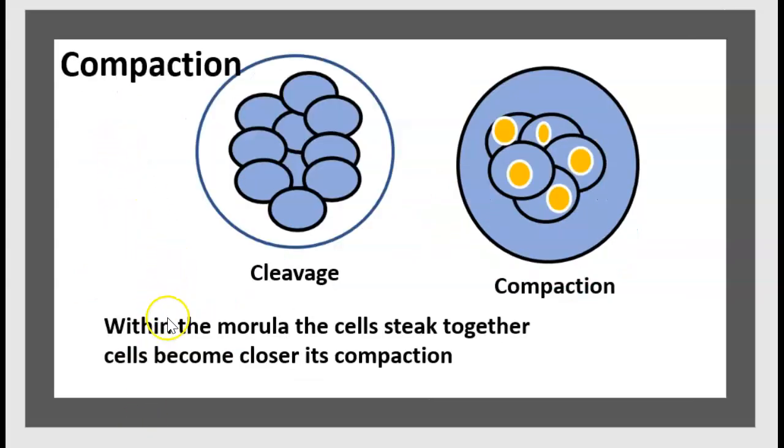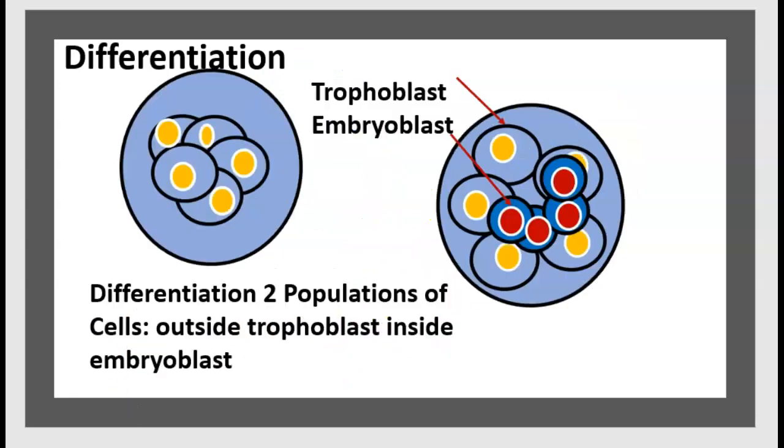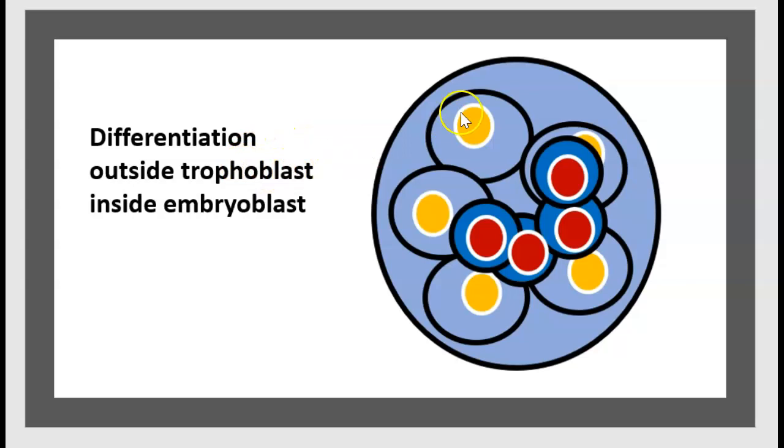Compaction. Within the morula, the cells stick together. Cells become closer. It's compaction. Differentiation. Within differentiation, there are 2 populations of cells. Outside cells are trophoblastic, and inside cells are embryoblasts. Differentiation: outside is trophoblast, inside is embryoblast.